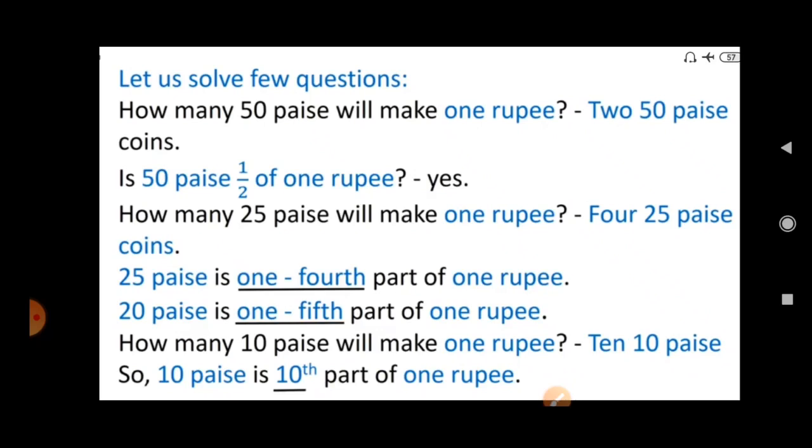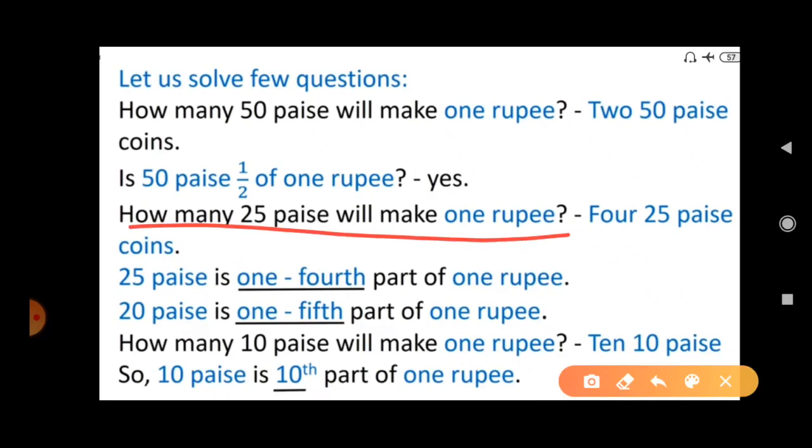How many 25 paise will make 1 rupee? So as we know that 25 fours is equal to 100, so 4 25 paise will become 1 rupee. So 25 paise is 1/4 part of 1 rupee, right? And 20 paise is 1/5 part of 1 rupee, because we will take 5 20 paise to make 1 rupee and 4 25 paise to make 1 rupee.